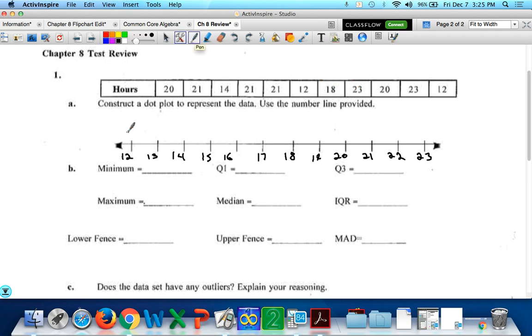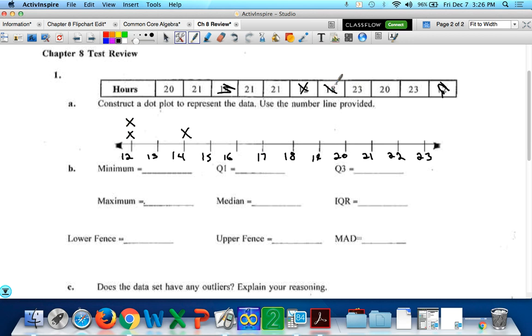12 is our first number. Then we have a 14. Actually, I missed one. We've got another 12. Remember, with a dot plot, you represent every piece of the data. Just because we already had a 12 doesn't mean, oh, we don't write that second one. You still write that second one.